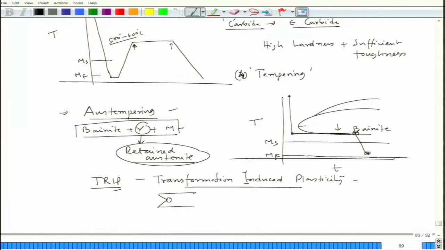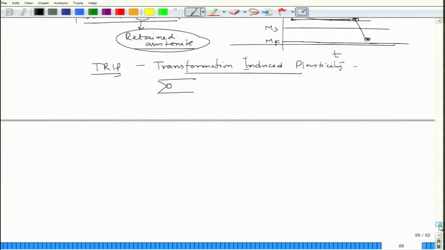So, this is also an important heat treatment practice in steel. Let us stop here. We will continue our discussion on heat treatment of steel, and also gradually we will get into the heat treatment of aluminum alloys. Thank you.